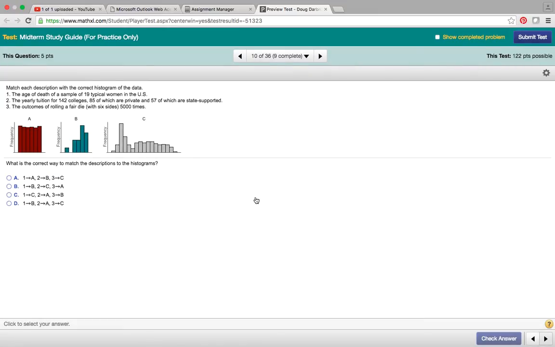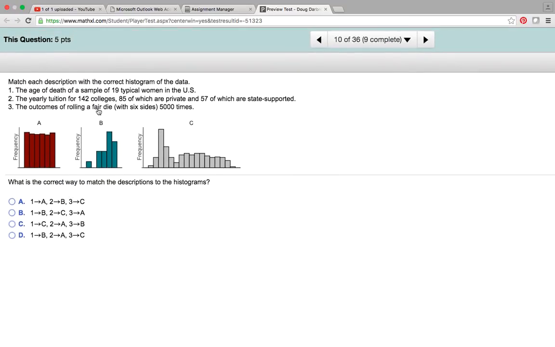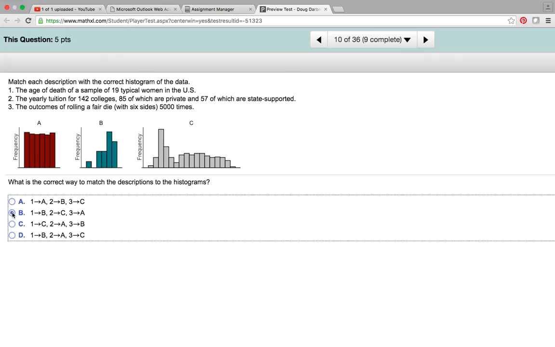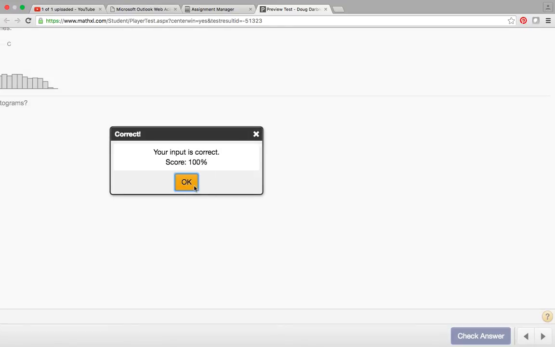All right guys, match the distribution with the correct histogram. Well, you know that when rolling a fair die, your 6 outcomes are going to be approximately the same. So I know that 3 goes to A. So I need to come down here and find 3 to A, and 3 only goes to A in one of those. So I'm good with the rest.